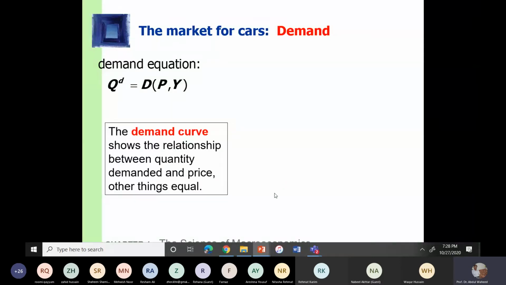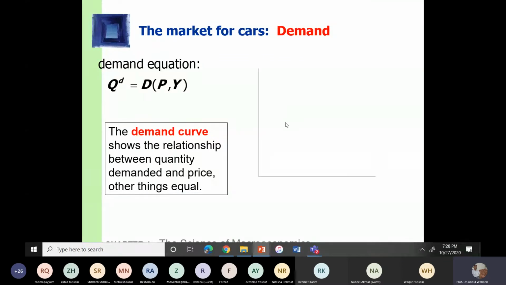Demand. So if we want to draw the demand curve, because we have two dimensions, we have an x-axis and a y-axis. So we have to keep one independent variable constant, then we can draw the relationship between quantity demanded and the other independent variable.